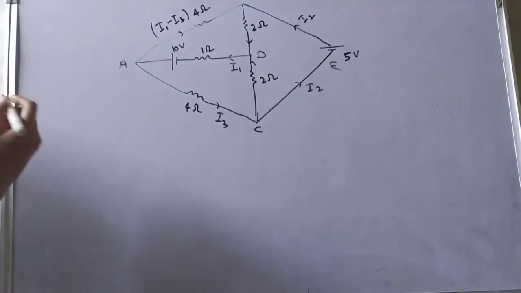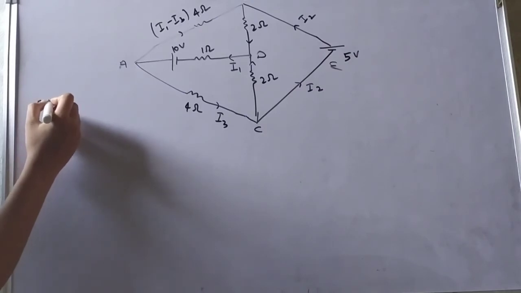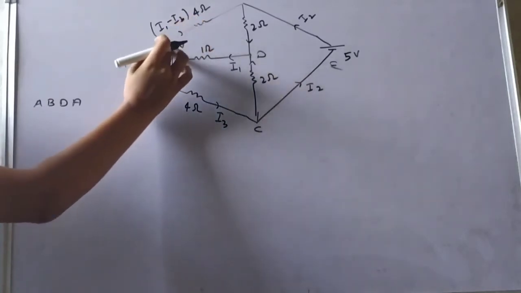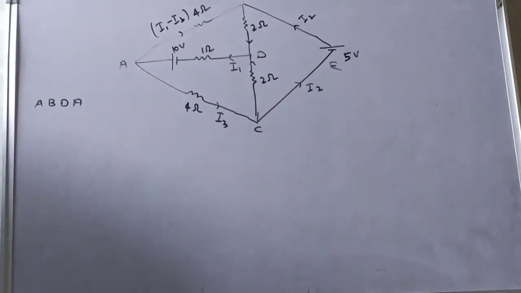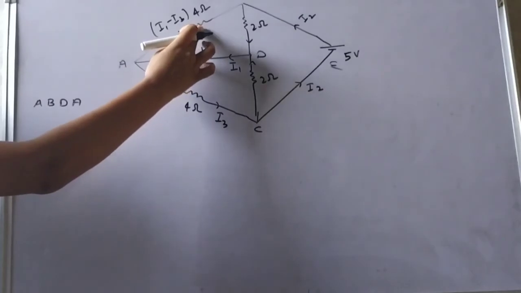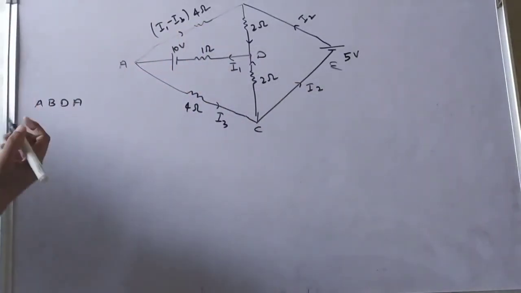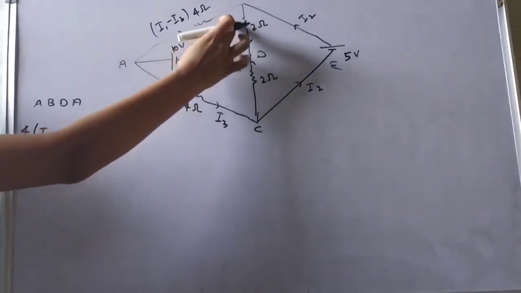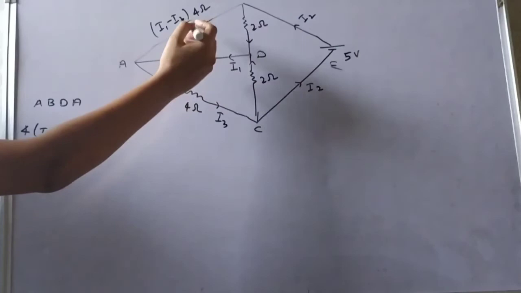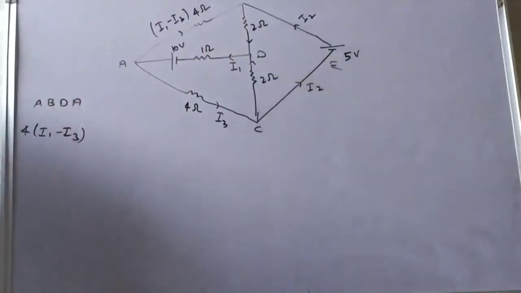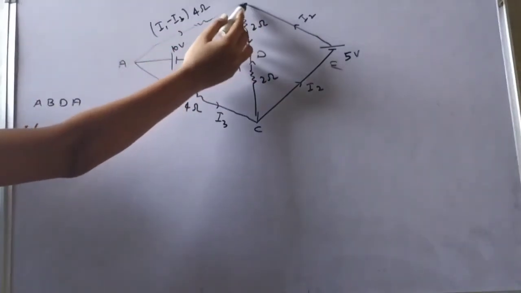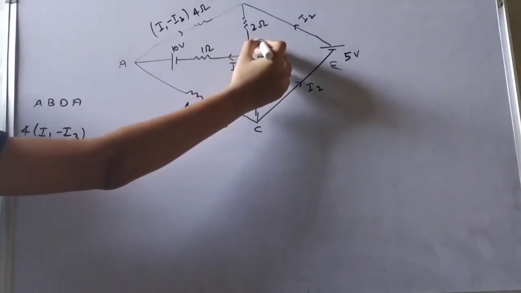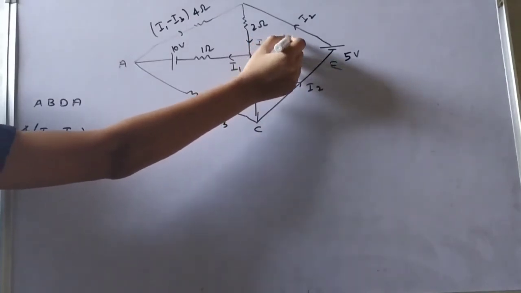Okay, now first we will apply it to A, B, D, A. So we will take the current here. See, the current directions are given in the question itself. So this one is the 4 ohm and the current in this one will be I1 minus I3. So it comes out to be 4 into I1 minus I3. Then if it comes here, the current here is I1 minus I3. I2 is also coming at this point, so they will add up and come in this part. So here it will be I1 minus I3 plus I2.